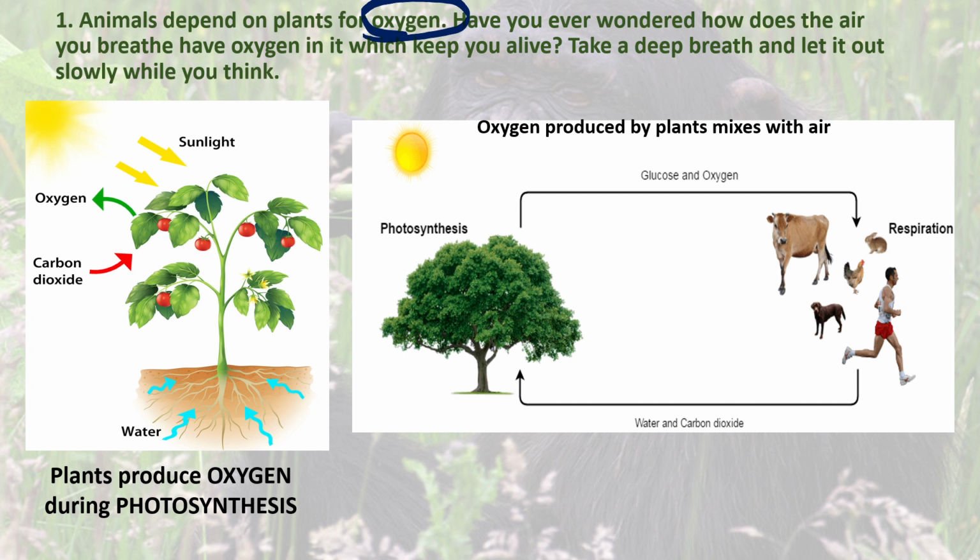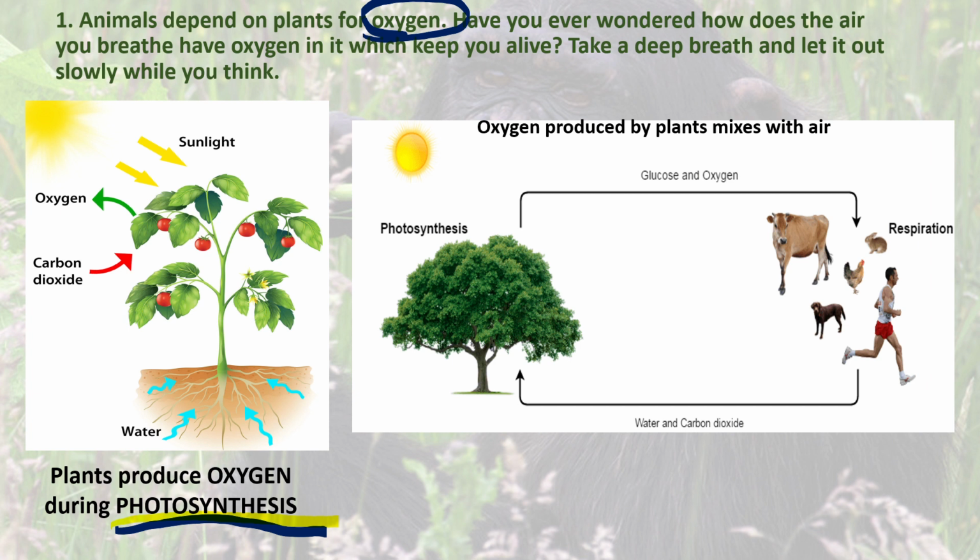But how? How do plants give us oxygen? Plants give us oxygen when they do photosynthesis. We all know what is photosynthesis, right? Photosynthesis is the process of making food by plants, right? Plants do this process to make their food.